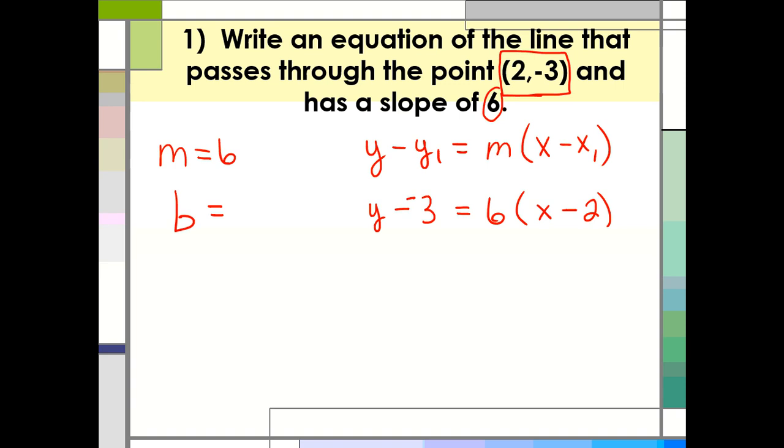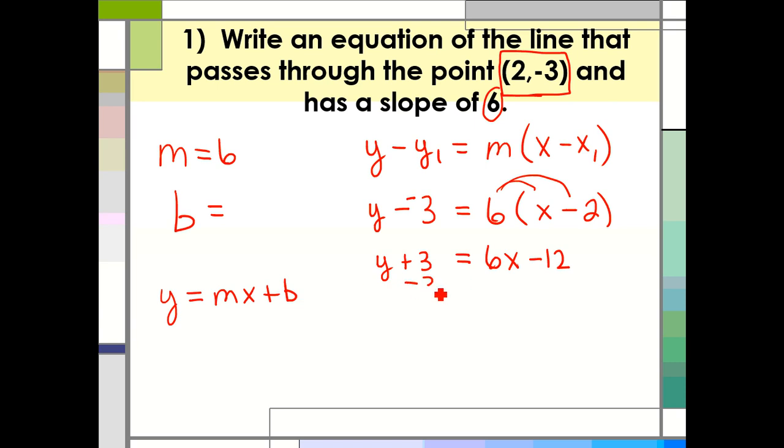Now this just requires a little bit of algebra here. Y minus a negative 3 is the same thing as y plus 3. A negative and a negative make a positive. I need to get rid of these parentheses if I'm going to continue working this out, so I need to distribute the 6. This becomes 6x. This becomes negative 12. Now if you continue working it through, you should hopefully get it in this format, y equals mx plus b.